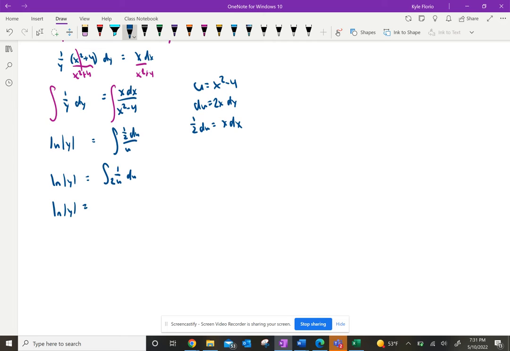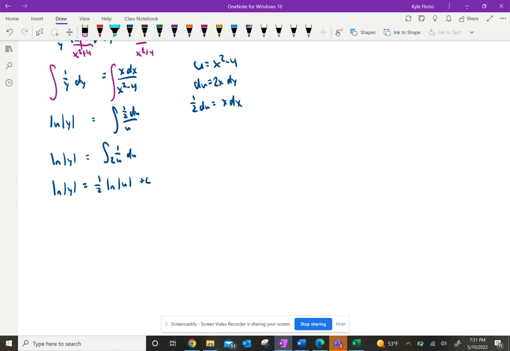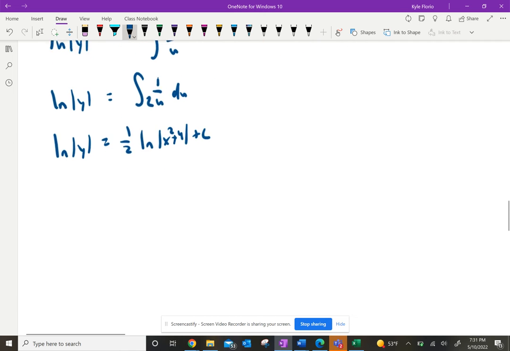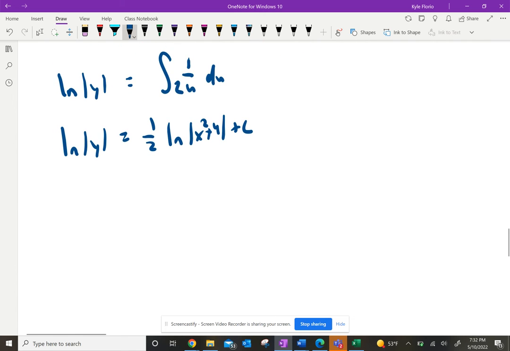So the antiderivative of that is going to be 1 over 2 times the natural log of the absolute value of u plus c. And I can replace u with x squared plus 4. Now, x squared plus 4 is always going to be positive, so I don't even need the absolute value anymore. Right, x squared is always going to be 0 or bigger. Plus 4 is going to make it 4 or bigger.